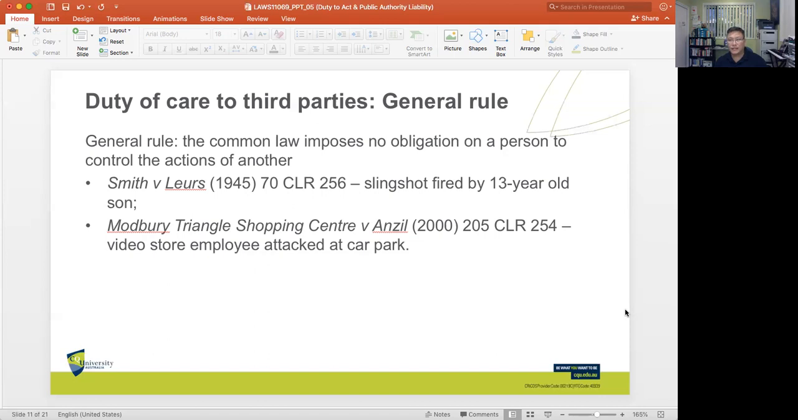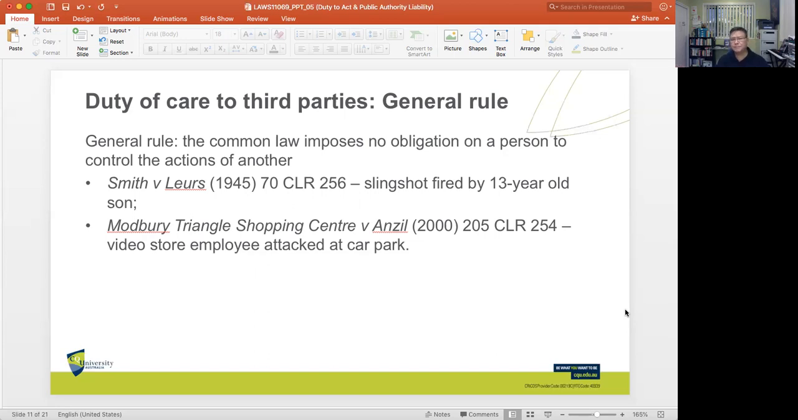And the court said, yes, under the circumstances, there is a duty of care on the part of the parents of the 13-year-old child to ensure that their child does not cause harm to another in that situation. So there is, on the part of the parents, a duty of care to third parties that their vulnerable children do not cause harm to others.